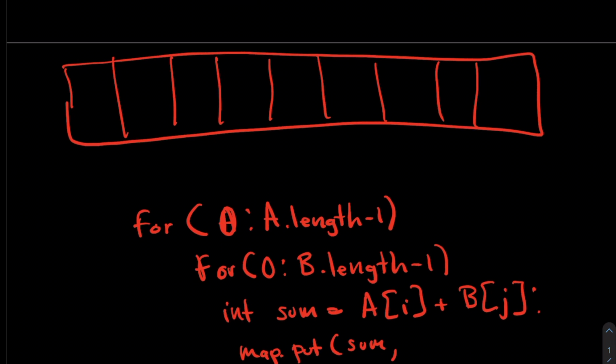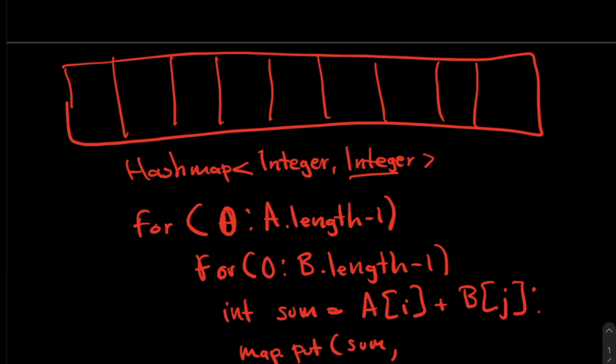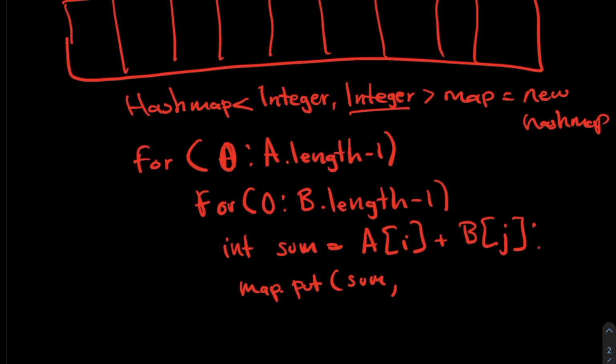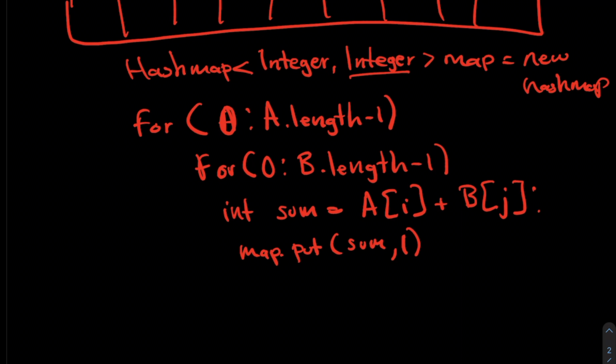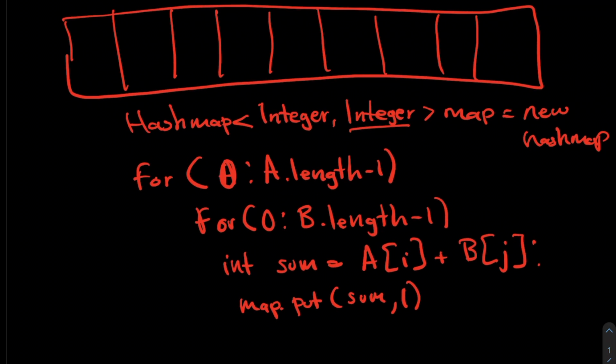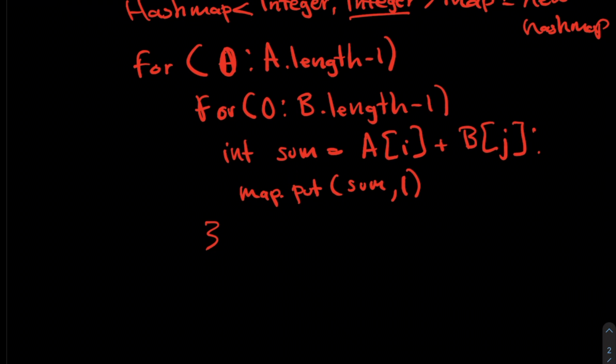And our map is basically, so this is our hash map, right? The initialization is going to look like Integer, and you'll see why there's a second Integer here in a second. This is still pseudocode, so we basically put that with a 1, right? And then this would end our for loop.